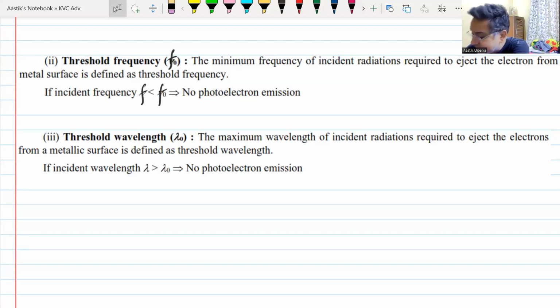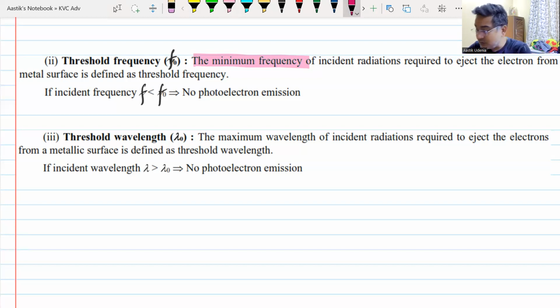Therefore, we need a minimum frequency for which electrons can be emitted. That minimum frequency required to emit electrons from a metal surface is known as the threshold frequency. If the frequency of the striking photons is less than the threshold frequency, no photoelectric current would be observed and there will be no photoelectric effect.